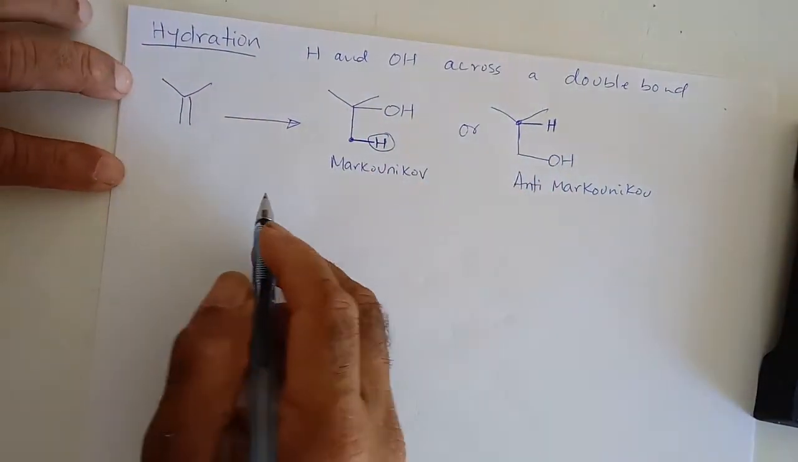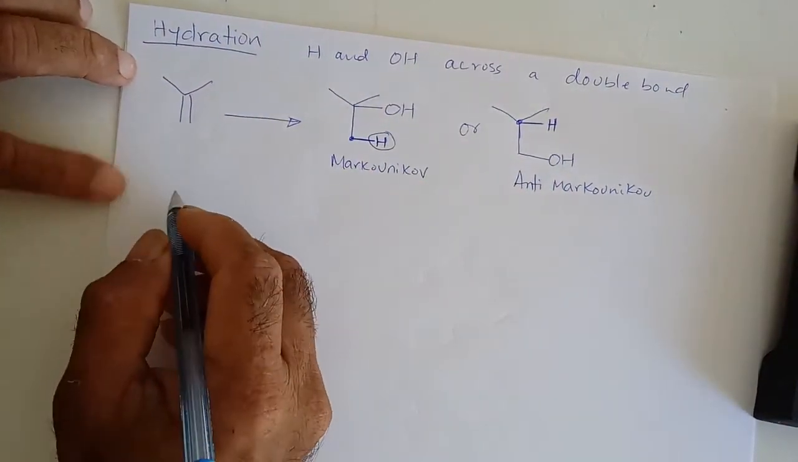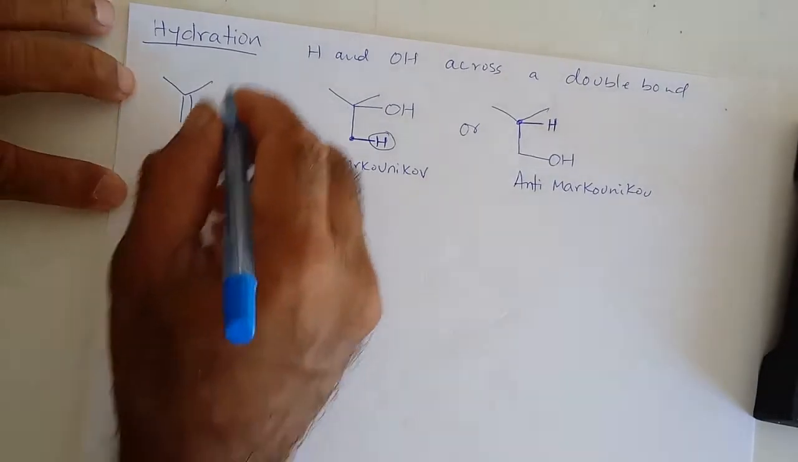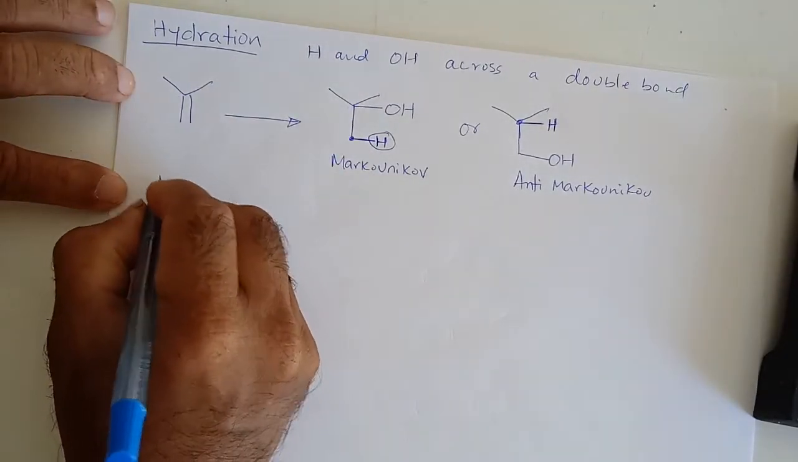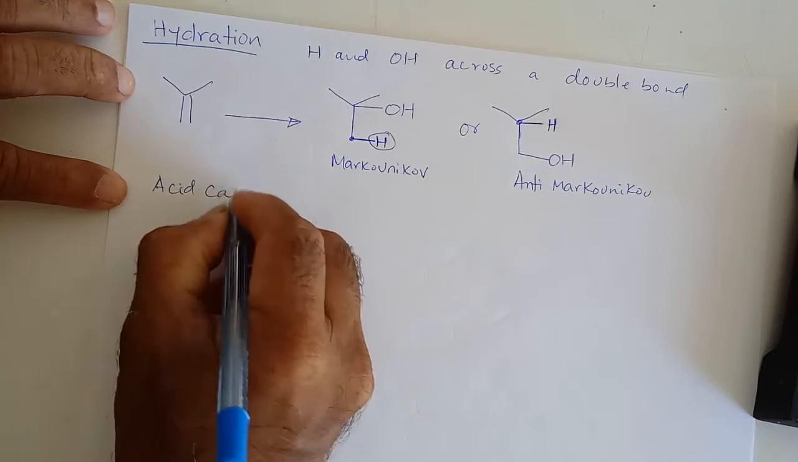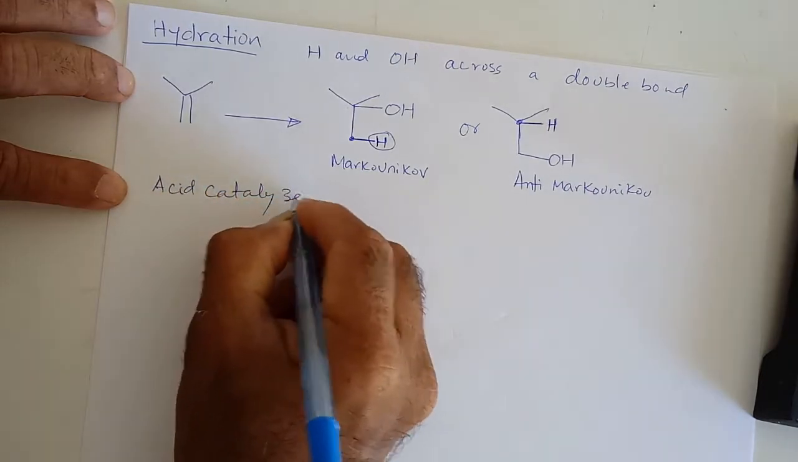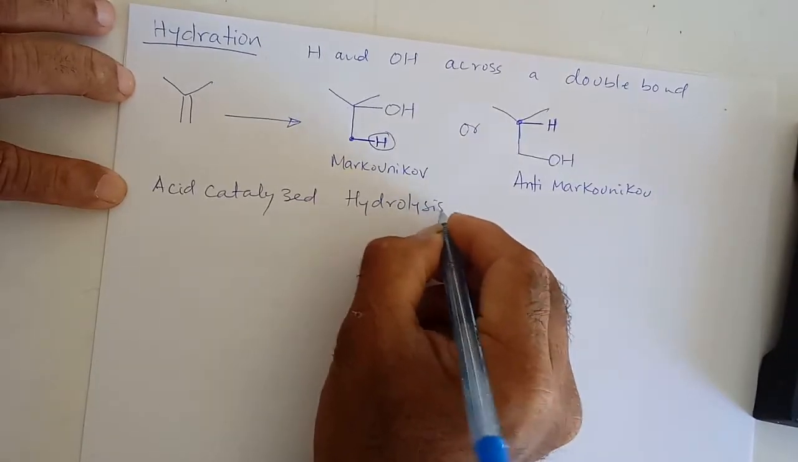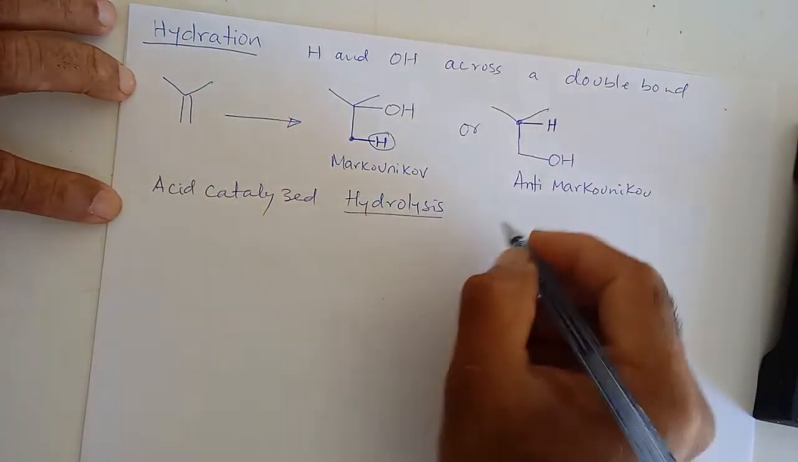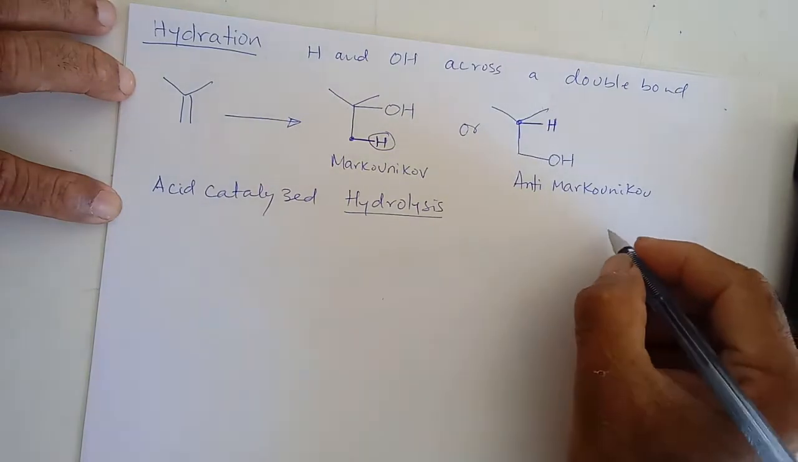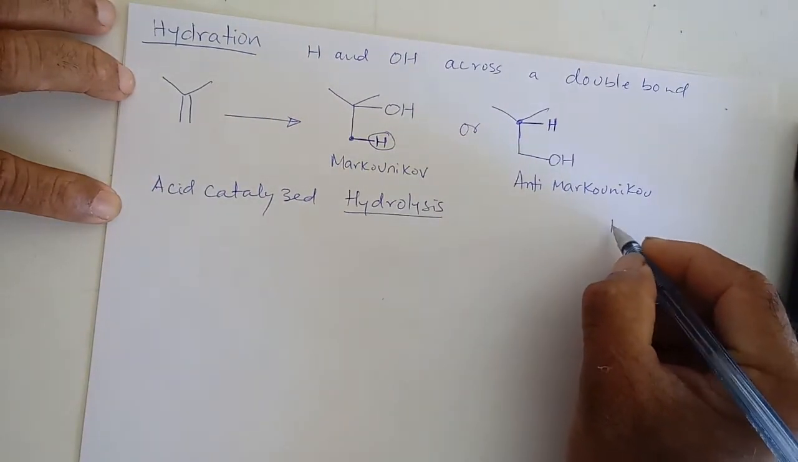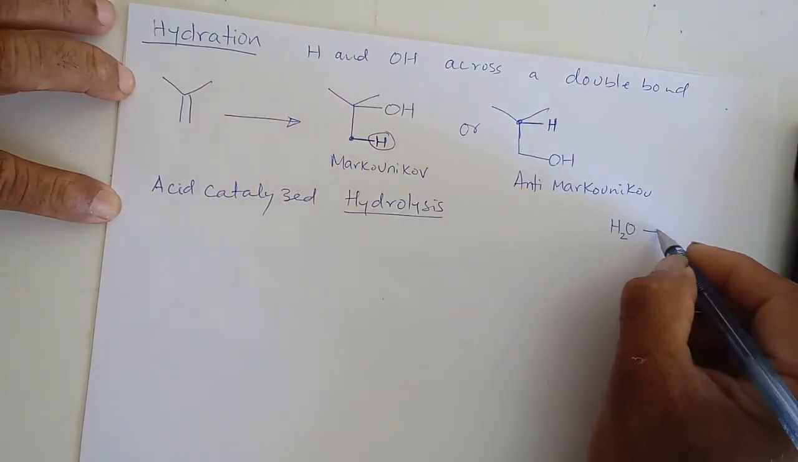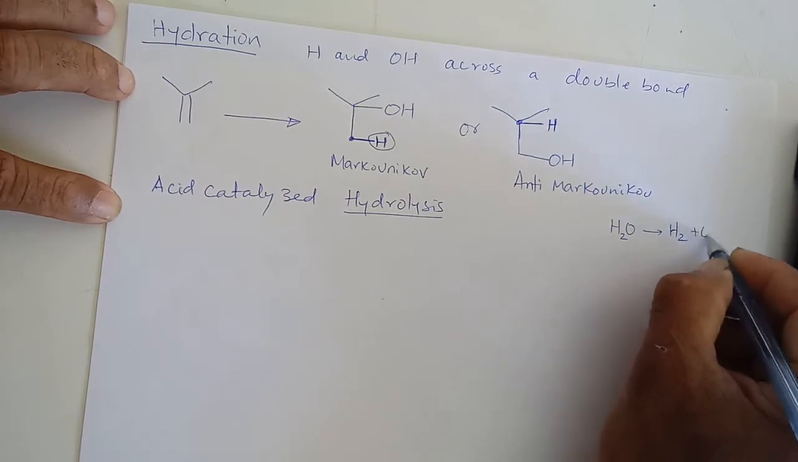So how do we accomplish this? Well, there are three different ways of doing hydration. First one is called acid catalyzed hydrolysis. What is hydrolysis? Hydrolysis means splitting water. Now, we think splitting water is H2O yielding H2 and O2.